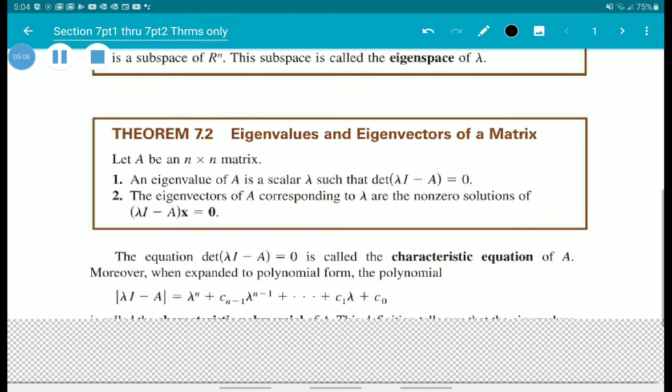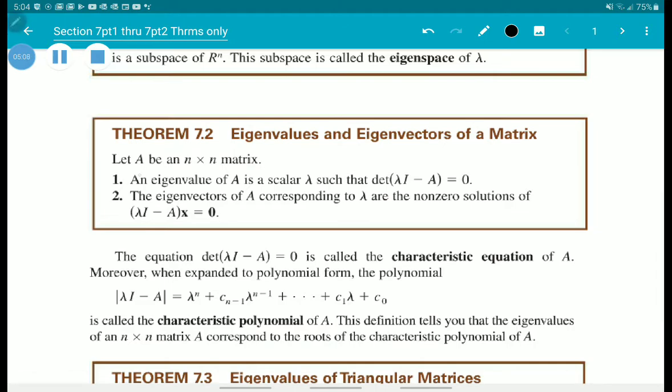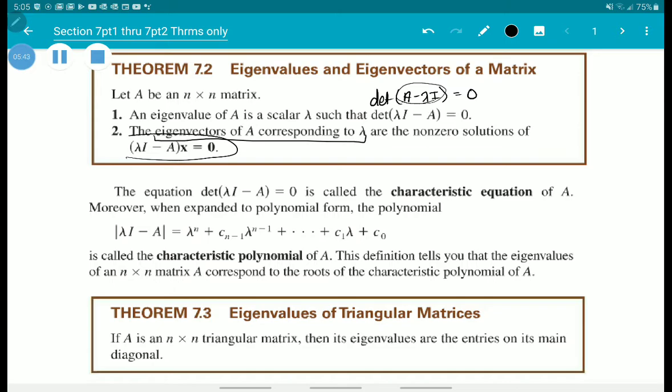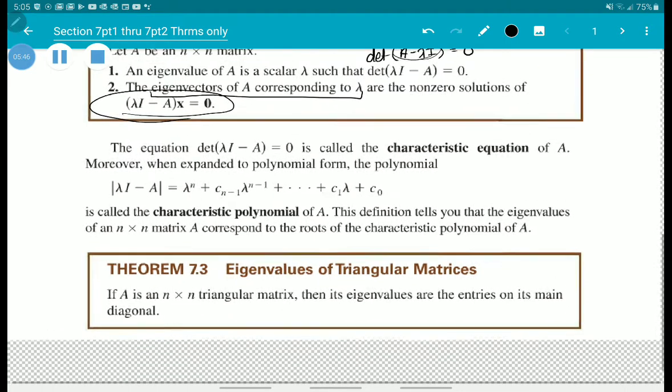So let's look at Theorem 7.2, and then we'll look at a few examples. We're going to let A be an n by n matrix. The eigenvalue of A is a scalar value where the determinant of lambda I minus A is 0. Now, it doesn't matter whether we do it that way or A minus lambda I. Either way, we're going to get the same values for lambda. And then we're going to plug those values back into this matrix and do some Gaussian elimination, and that's going to give us eigenvectors corresponding to that lambda value. So we're solving this system, which is essentially the null space.